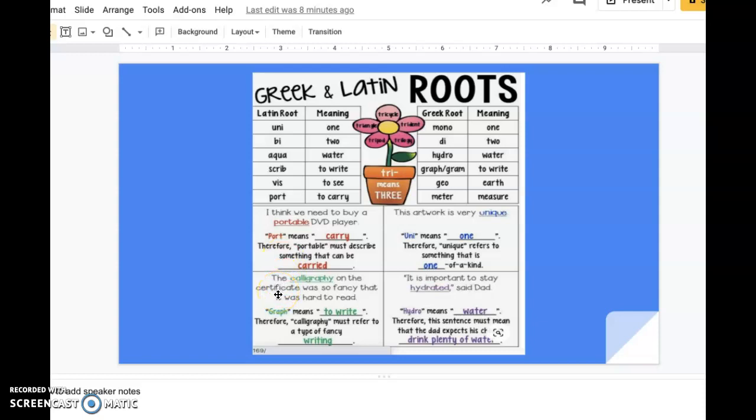All right, and the next one is calligraphy. The calligraphy on the certificate was so fancy that it was hard to read. What is calligraphy? I think I do know, it's a type of writing. Graph means to write. Therefore, calligraphy must refer to a type of fancy writing, and it sure is. If you've ever had the ability to do calligraphy writing, it's fun with some very fancy ink.